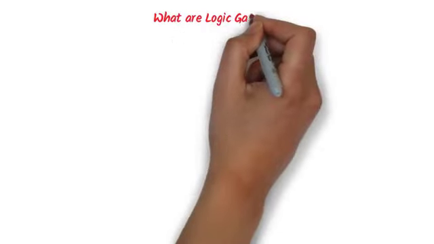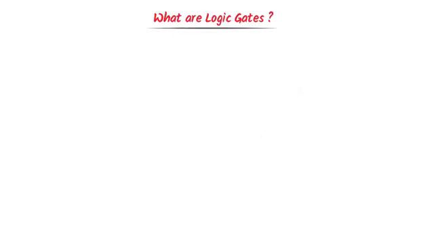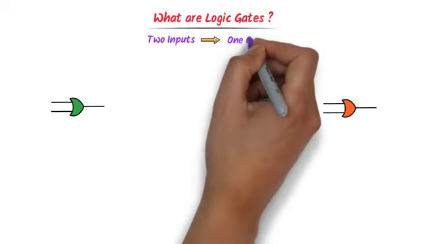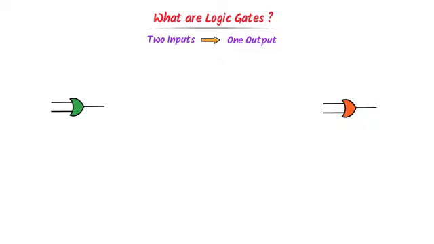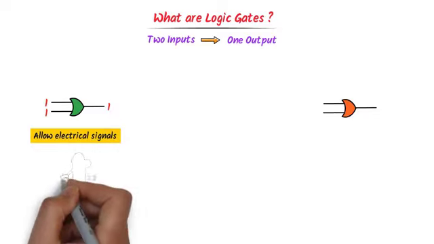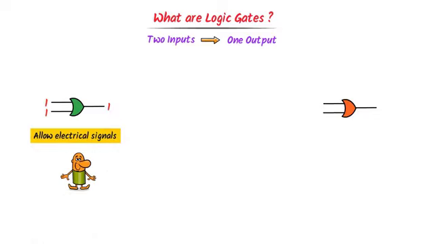Now what are logic gates? Well, consider this logic gate. We give two inputs to any logic gate and we get only one output. For example, I give 1 and 1 as inputs to this logic gate. We know that 1 represents on. This logic gate will give us 1 as output, so it allows the digital signal to pass through.